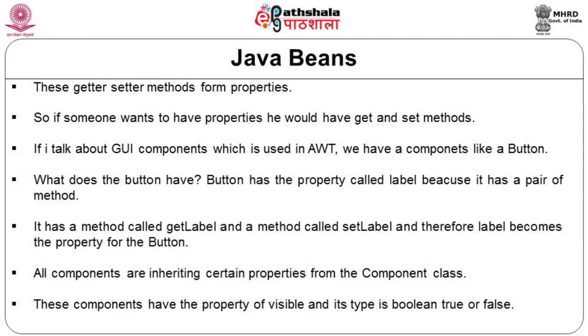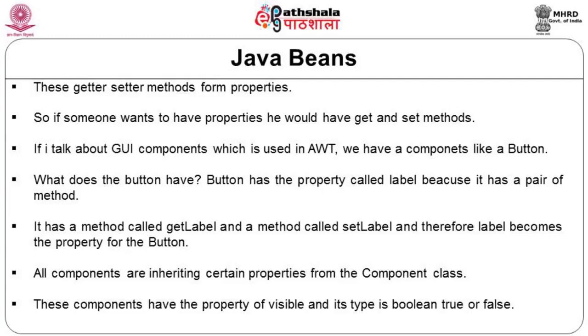Say, for example, if I consider GUI components which are used in AWT, we have a component like a button. What does a button have? Button has a label. How? Button has a property called label, because it has a pair of methods. It has a method called getLabel and a method called setLabel, and therefore label becomes a property for the button, fine.